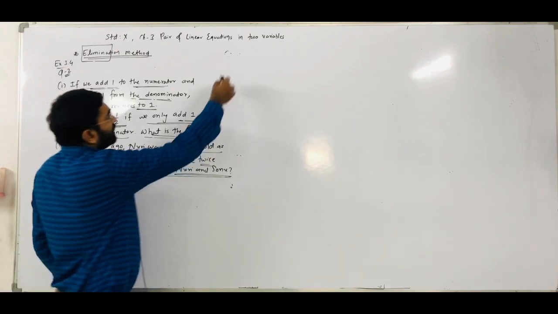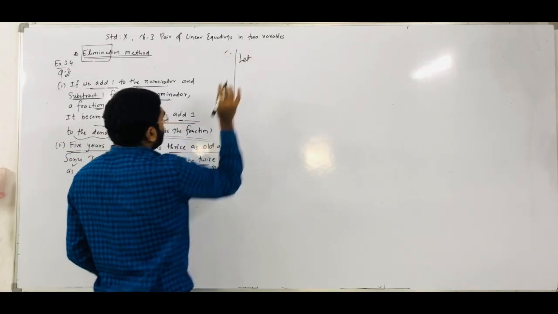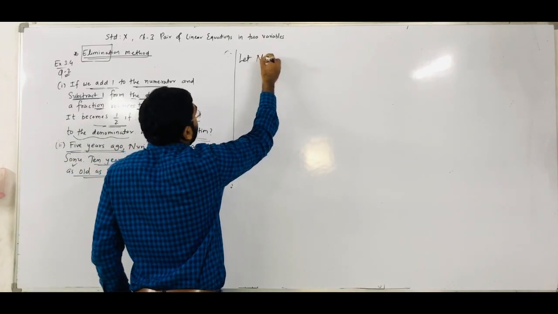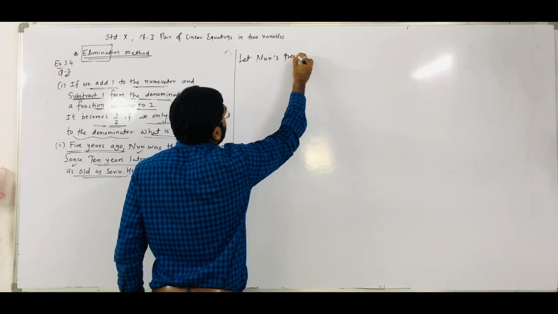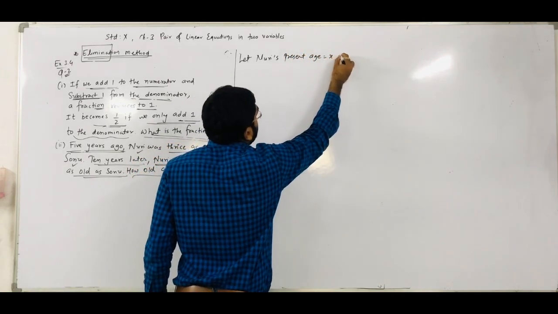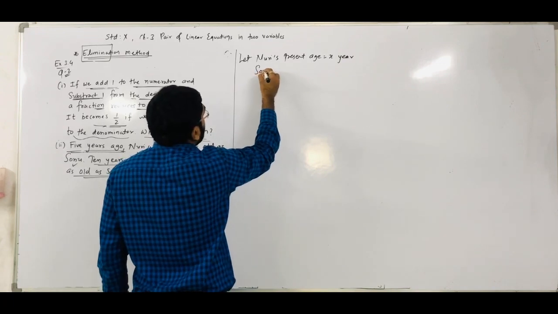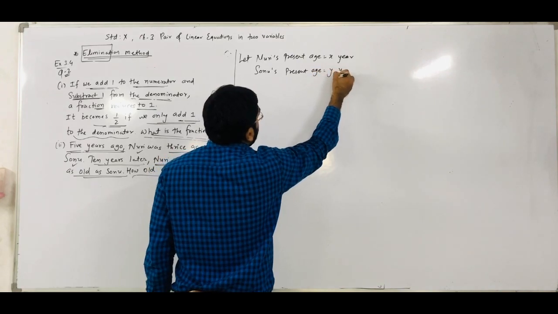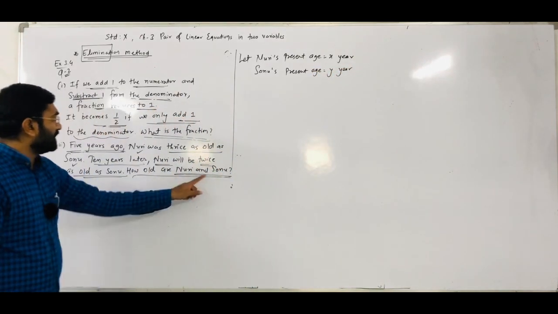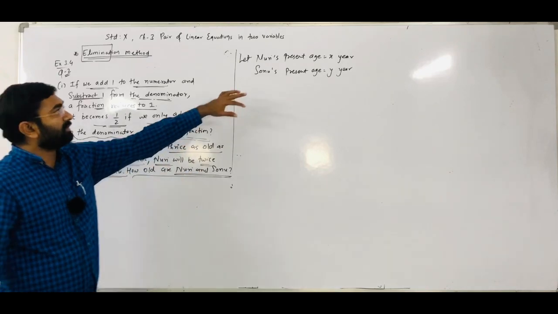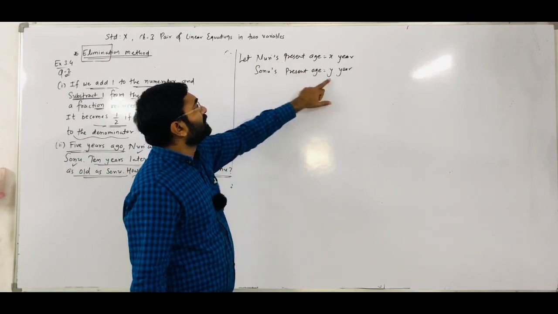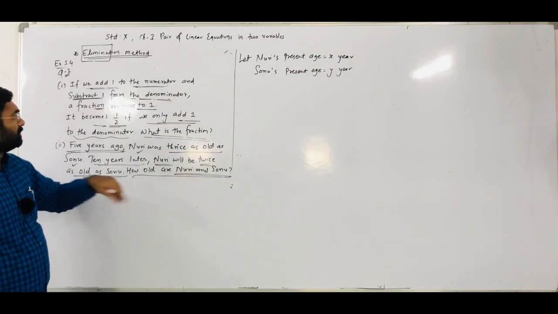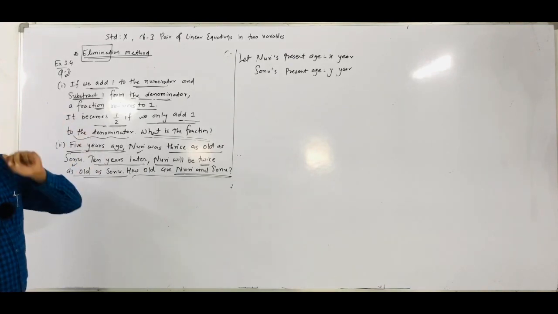For that we have to assume two variables, because they ask about the ages of two persons. So let Nuri's present age be x, and since we do not know Sonu's age either, we assume Sonu's present age as the second variable y, which we have to find. Whatever x value we get is Nuri's present age, and whatever y value we get is Sonu's present age. Now from the two statements we have to make a pair of linear equations.